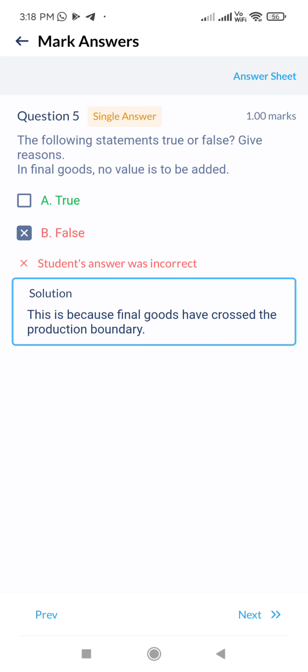This is incorrect. The question is: the following statements true or false? Give reasons. In final goods, no value is to be added. What is the solution to this? This is because final goods have crossed the production boundary. अभी 2 दिन पहले हमने इस पर चर्चा किया था कि इन फाइनल गुड्स नो वैल्यू इज टू बी एडेड. ये एक ट्रू है. ओके, इंटरमीडिएट गुड्स में वैल्यू एडिशन होता है.